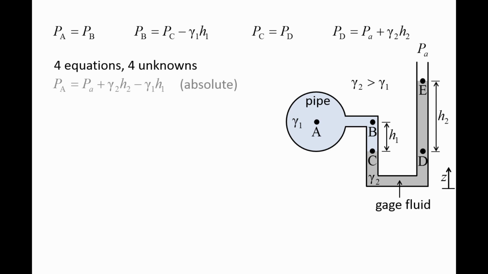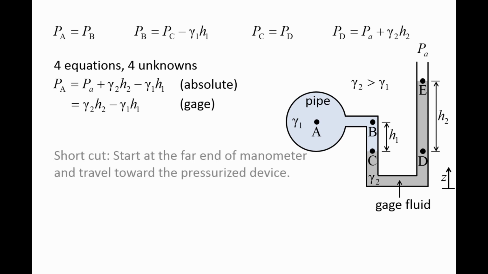We can solve these equations to find the absolute pressure at point A, which is the ambient pressure plus gamma 2 h2 minus gamma 1 h1. For the gauge pressure, we would subtract the ambient pressure. Instead of solving a set of equations, we can use a shortcut to find the pressure at point A. We start at the far end of the manometer and work our way toward point A. As we travel along the manometer, we follow 3 rules.